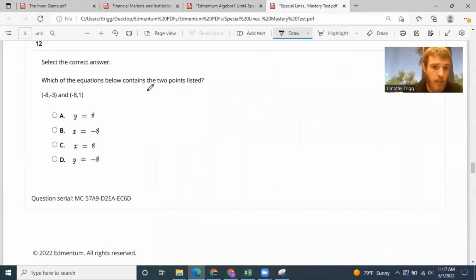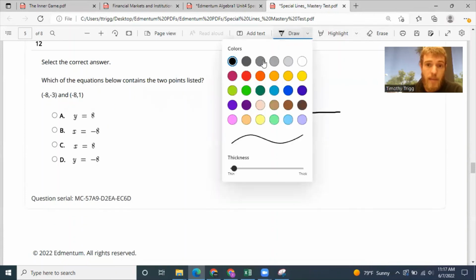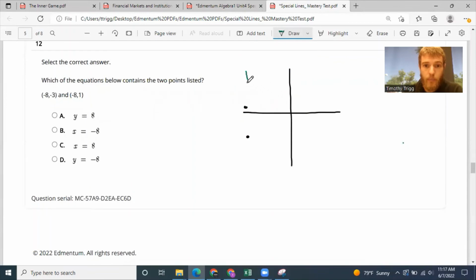Which of the equations below contains the 2 points listed? Negative 8, comma negative 3, as well as negative 8, comma 1. So negative 8, comma negative 3 would be like over here somewhere, and then negative 8, comma 1 would be like here. So a line that contains both of those, well, that would be a vertical line, wouldn't it? So we're looking for a vertical line, which is always in the form x equals. Figure out which vertical line correctly goes through both of these points.